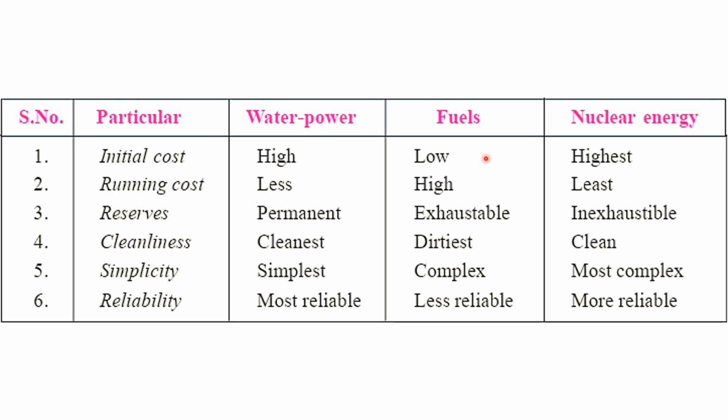Nuclear energy has the highest cost yet, because obviously you have to build the structure of the plant so that radiation can be contained. Then the running cost of the plant for water power or hydroelectric power is very low, because water is a free source of energy. It is free to use. So you can generate electricity from water, and running cost will be very low.